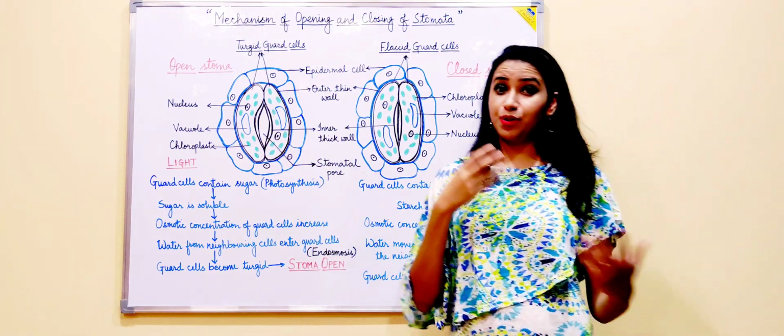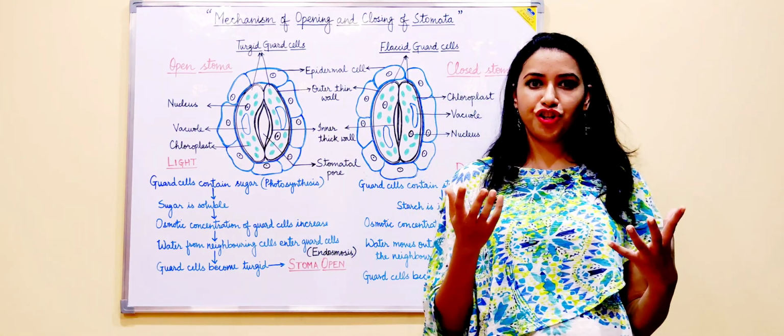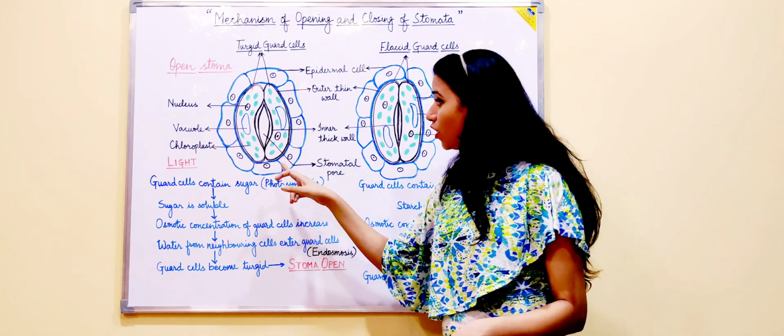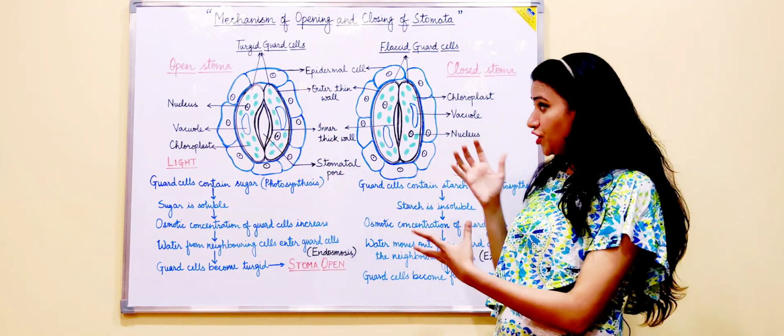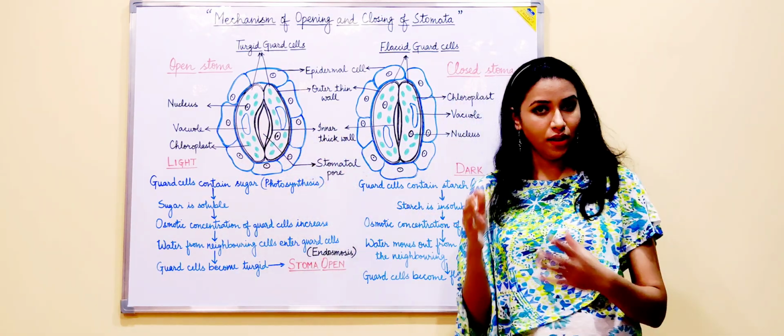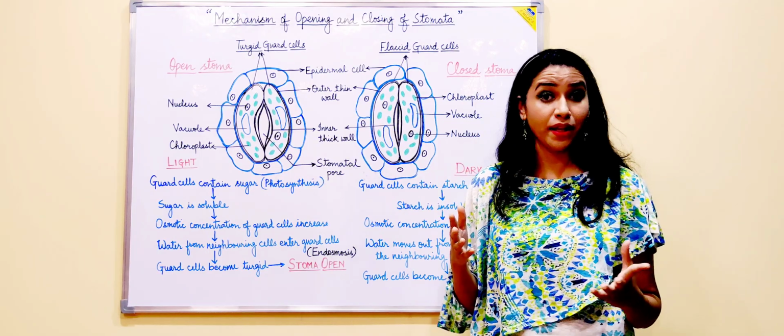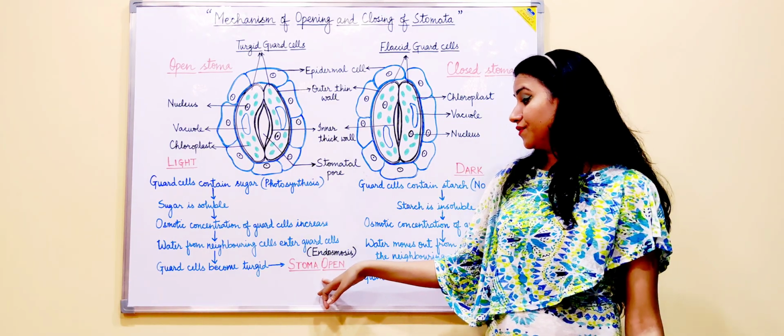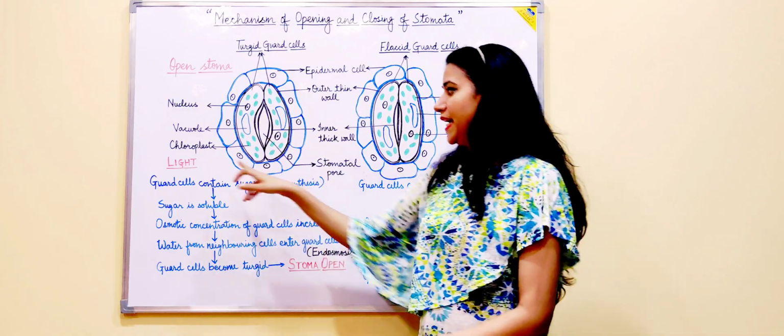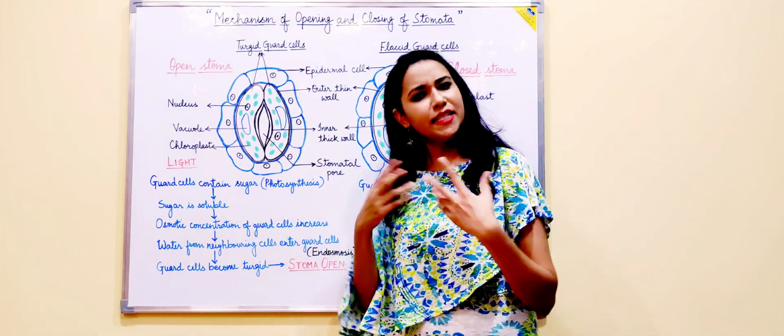So when the guard cell absorbs water and becomes turgid, this outer thin wall will start bulging out and pulling the inner thick wall, causing the stomatal pore to open. That is a case of open stoma, which is happening in light during daytime. Let's have case 2.